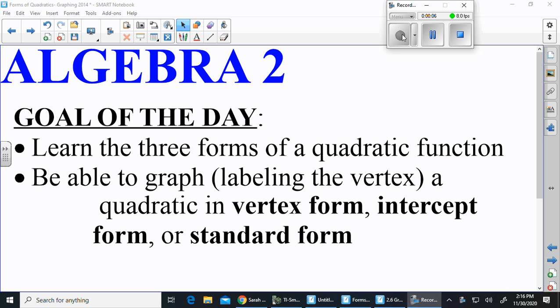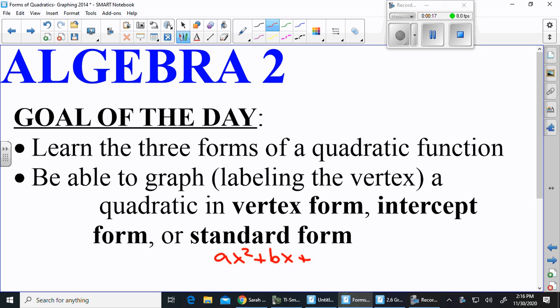We learned how to graph in standard form yesterday, ax squared plus bx plus c. So now what we need to look at is vertex form and intercept form. Again, you wouldn't want to have to make something in standard form if it's in a different form.